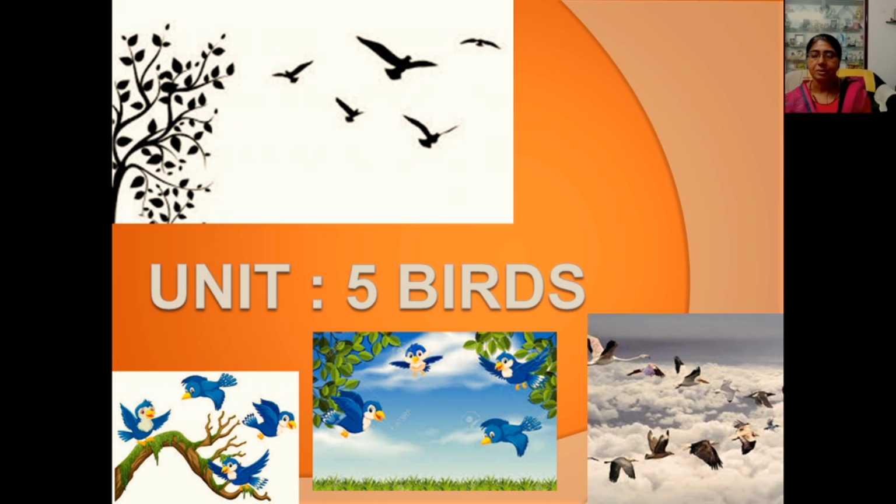Vulture and eagles have sharp, hooked-like beaks. Woodpecker has chisel-shaped beaks. Hummingbird and sunbird have thin, long, pointed beaks. Ducks have broad, flat beaks and holes on their sides.